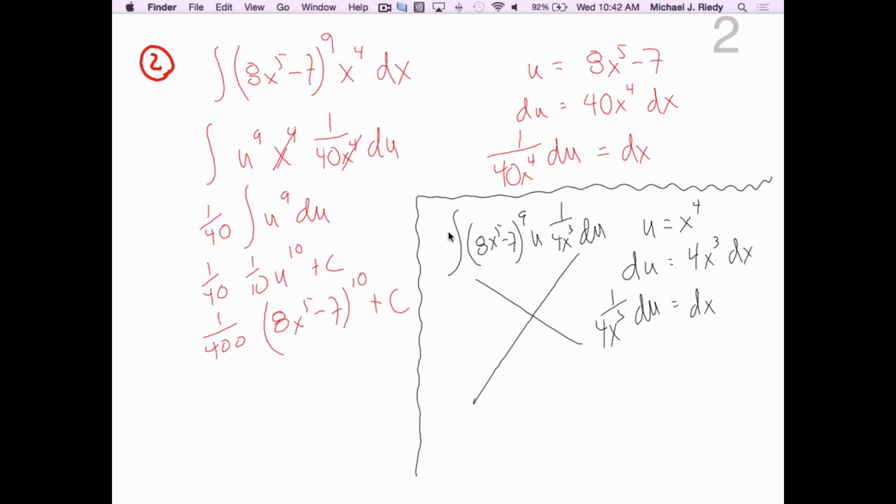And as the problems get more complicated, your options for u will grow, but your expertise in the field of choosing u's will get better.